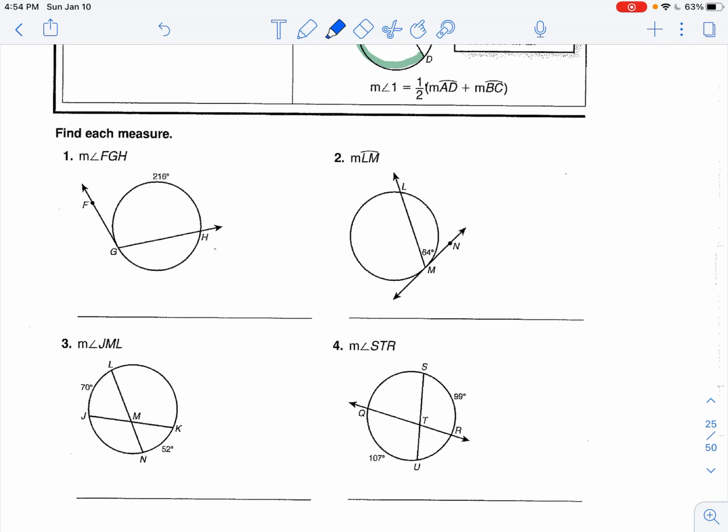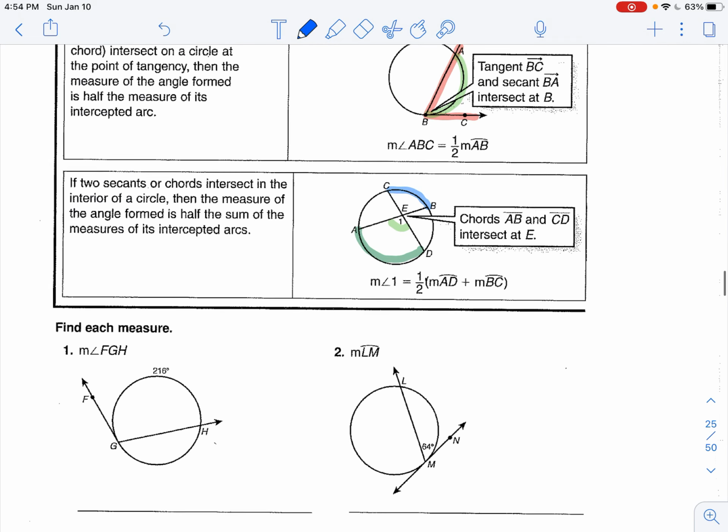So let's find each measure. The measure of angle FGH. Well, the measure of angle FGH is going to use the first theorem, which says that the angle is going to equal half the arc. So if my arc is 216, then 1/2 times 216 is going to equal 108.